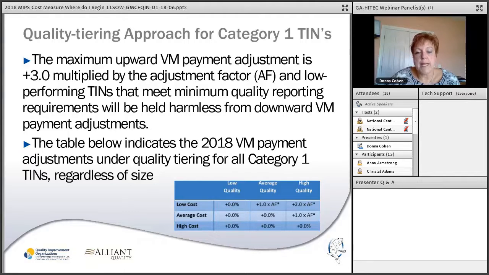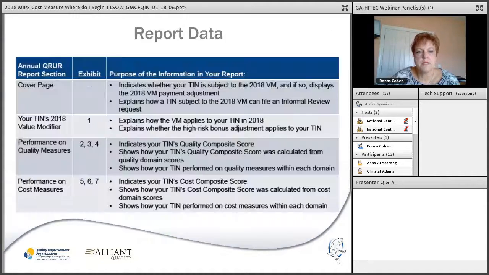And you'll notice on the far right-hand side, if you have low cost and high quality, then you would get that positive 2% adjustment factor. And I'll talk about how you can get the 3% a little bit later in the presentation.